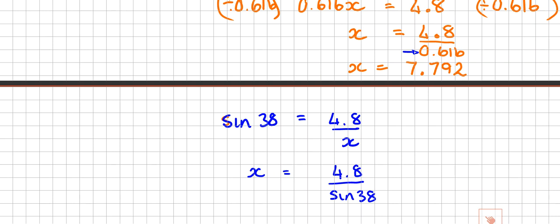Do you spot what's actually finally happened? You know that sine of 38 is x? It's not. Look, x is here. I'm not saying sine of 38 is x. These are equivalent statements. They're not the same statement. I'm not saying that x is sine of 38. I'm saying sine of 38 is 4.8 divided by x. Now, if that's true, then x must be 4.8 divided by sine of 38.